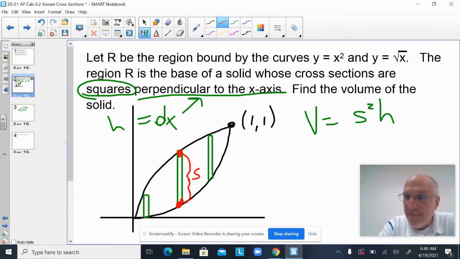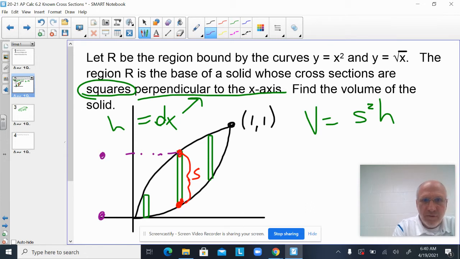So how do I find that distance? Well, again, you have to remember that that's the difference between the two curves. So from 0 to the top, let me change colors here. Let me put this over here, dotted line over there. So from 0 to that y value, that would be the y value of the upper function, which is root x.